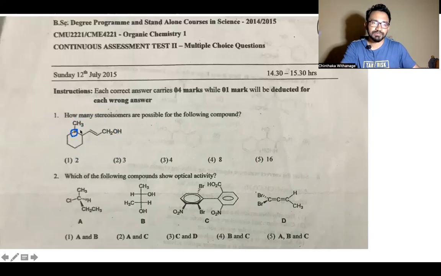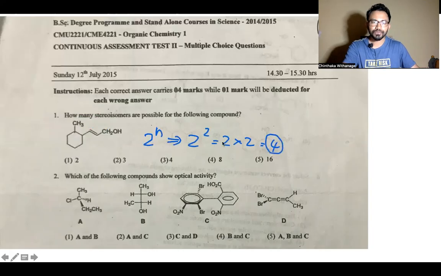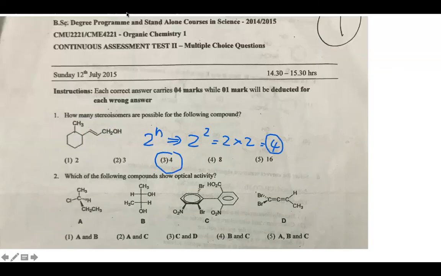So this is one stereo center. This is another stereo center. So totally 2 stereo centers are there. But this carbon is not a stereo center because you have to see the same hydrogens. 2 hydrogen groups are attached to that carbon. In the 2^n, 2 into 2, 4. So what will be the answer? The third one is your answer. Hari, I think very easy question. The Meva question.